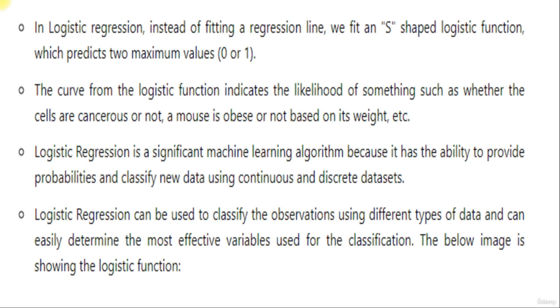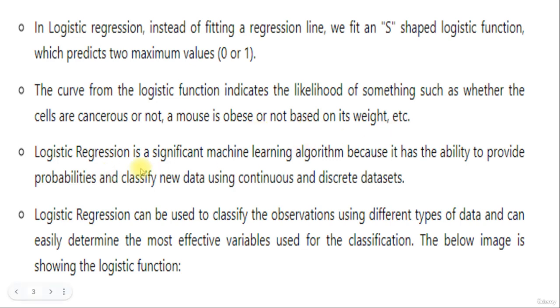Now, in logistic regression, instead of fitting a line, which we used to do in linear regression, that was y equals mx plus c, we fit an S-shaped logistic function which predicts two maximum values. Either it will be 0 or 1 on the maximum side. The curve from the logistic function indicates the likelihood of something, such as whether the cells are cancerous or not, or whether a mouse is obese or not based on its weight, etc.